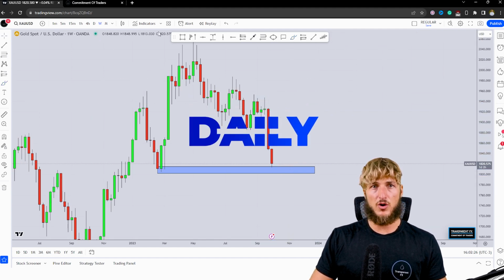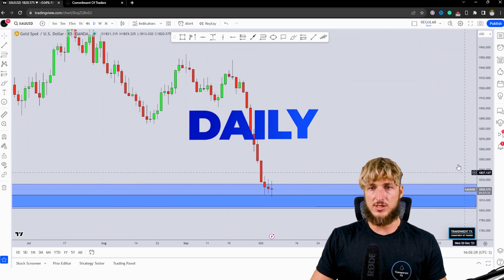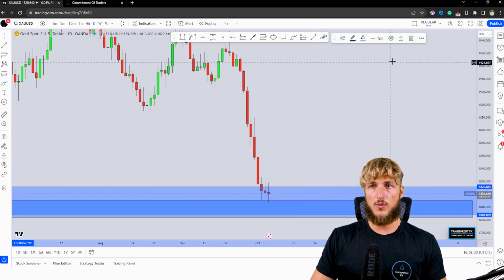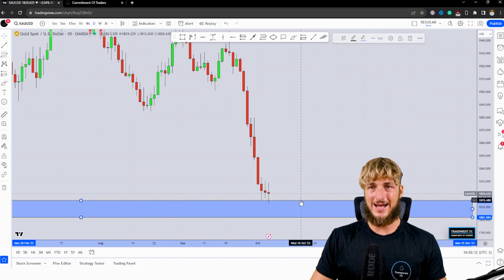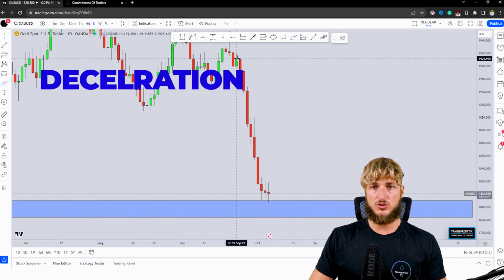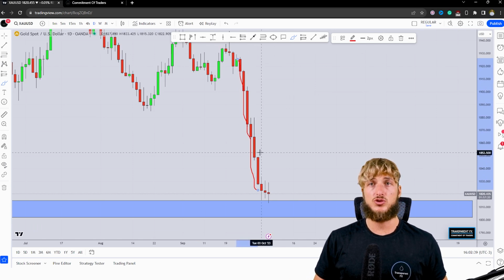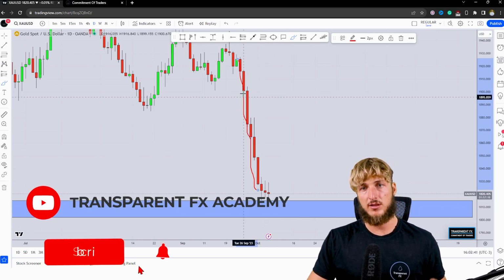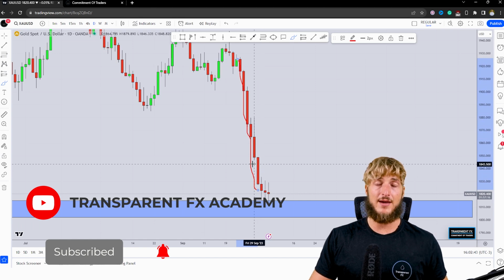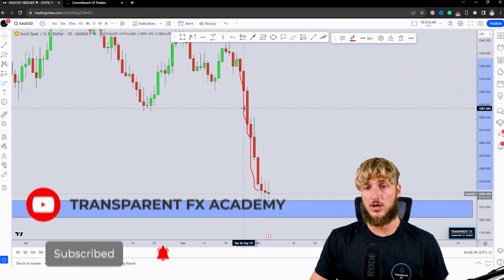Now, if we drop down on the daily time frame, what do we see? Now, here on the daily, we can already see how the market is starting to create a deceleration in approaching this support. We had a massive impulse to the downside with candles showing strong volume. So clearly, in this move to the downside, we had essentially sellers in control.